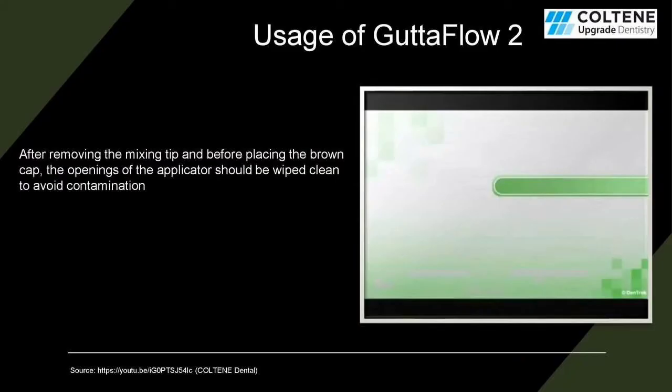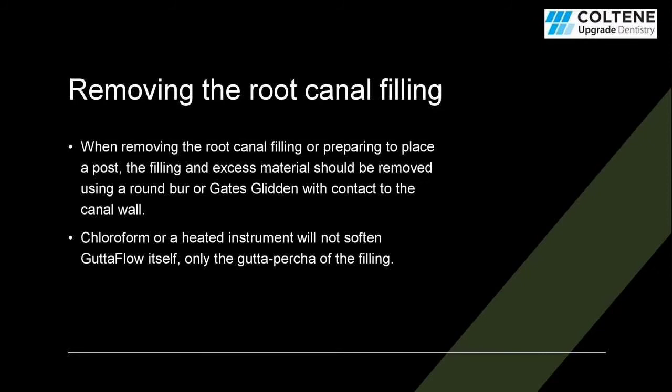In this slide, let's see how Gutta Flow 2 is used and manipulated for its placement in the root canal. One very important thing to note is that both the openings of the applicator should not be mixed and should be kept clean to avoid contamination. So in this slide, we'll talk about how we can remove the root canal filling during retreatments. We have seen that in MTA type materials, it is very difficult to remove the material from the canal during retreatments. That problem is solved with this material because the normal procedures that are used to remove the filling, like use of a round bur or Gates-Glidden drill, can be used and it can be removed effectively.